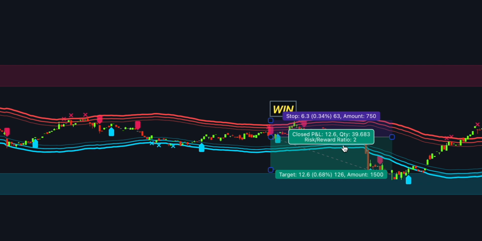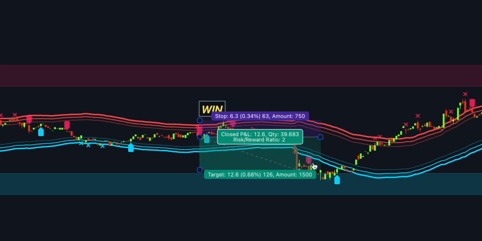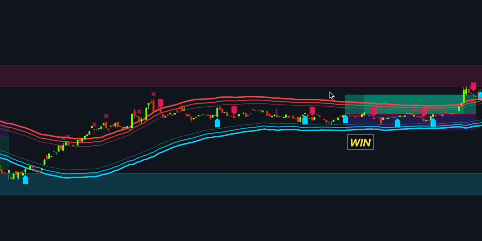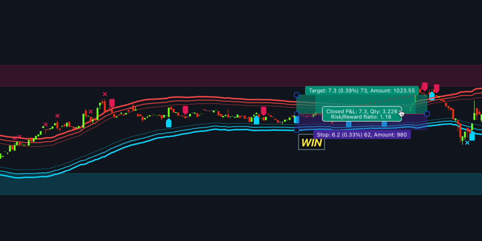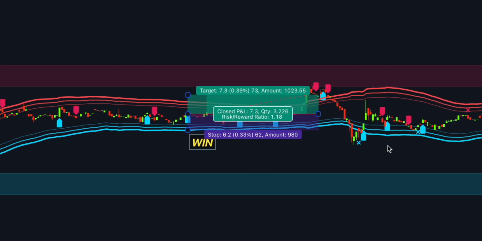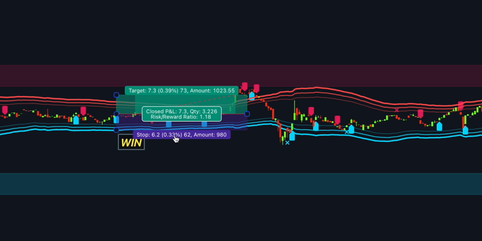Another good profit was made on this short trade with a risk-to-reward ratio of 2 to 1. This long trade was also successful. With a leverage of 5 to 1, it could have made you at least 5% gain on the account.